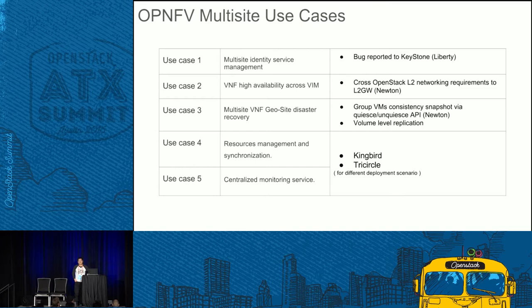So in OPNFV multi-site, we studied these use cases, identified that some features are missing in OpenStack, and started some projects to address these issues. For example, identity service in multi-site scenarios, how to achieve high availability VNF across different sites, geo-site disaster recovery, resource synchronization, and quota control. We have projects like Kingbird, Tricircle, and Multisite to address these issues. So next, welcome Sri Priya for Tacker. Thank you.